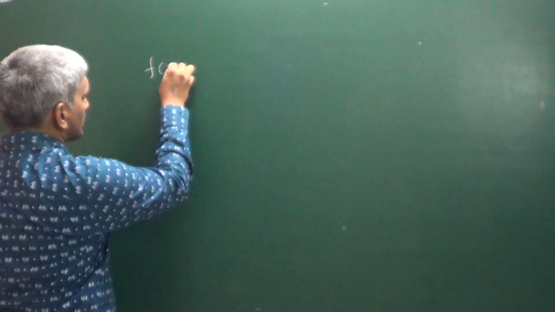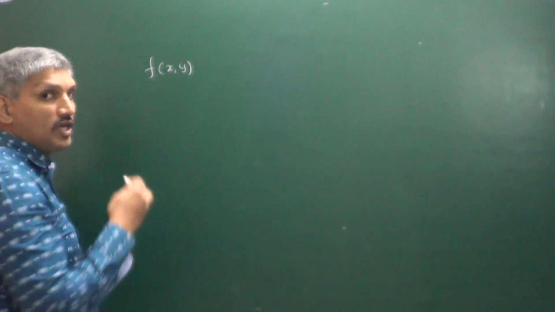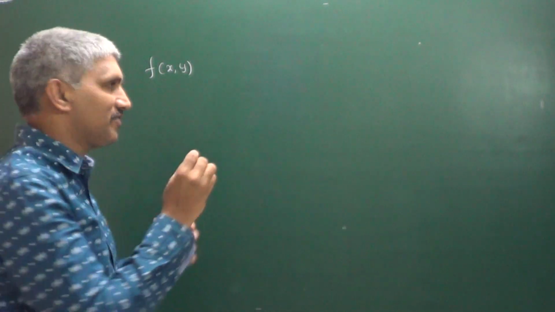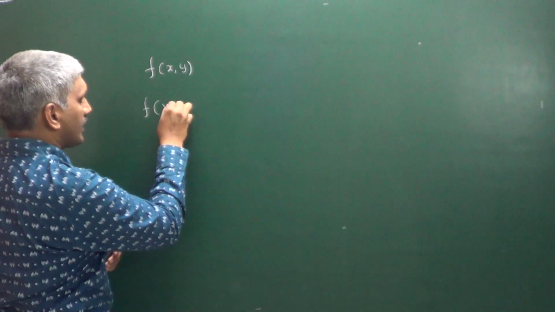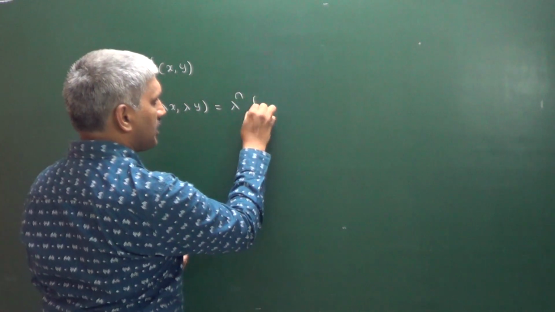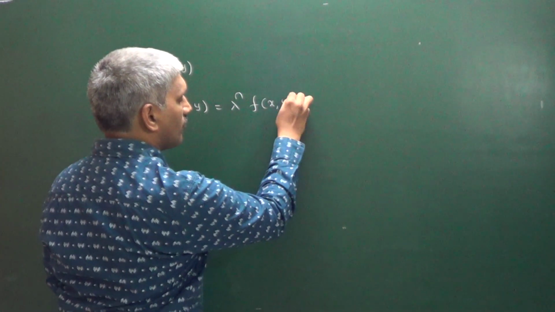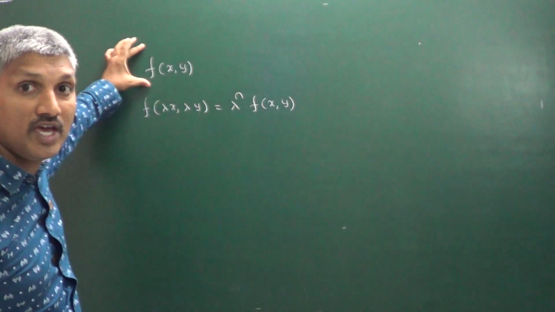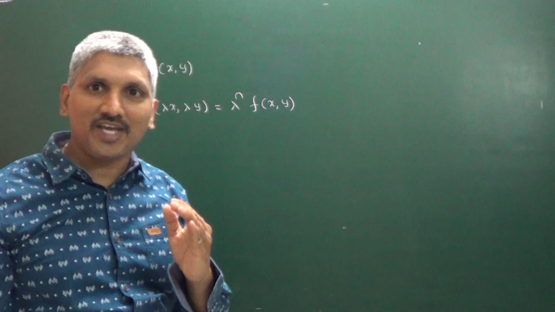Hi dear students, in this class we are going to discuss how to find the solution for homogeneous differential equations. Before that, first of all we will discuss what a homogeneous function is. A function f(x, y) is said to be a homogeneous function if f(λx, λy) = λ^n f(x, y). Then the function is said to be a homogeneous function of degree n.